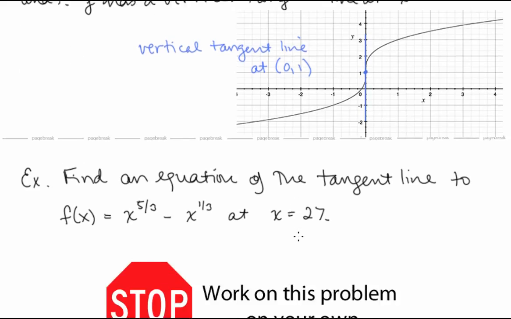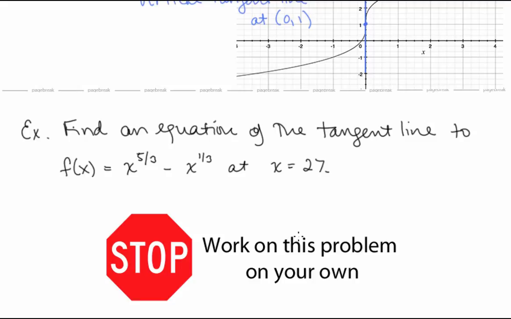Let's take a look at another. Find an equation of the tangent line to f of x equals x to the 5/3 minus x to the 1/3 at x equals 27. Please take a few minutes, pause the video, and work on this.